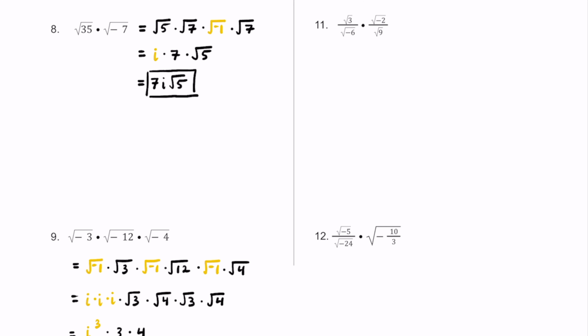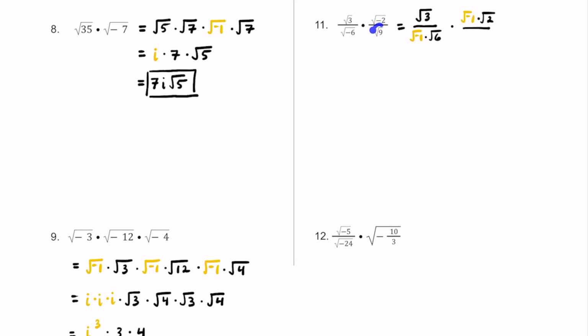Here's number 11. So for number 11, what I would do first is rewrite these radicals so we have positive values inside of them. So the square root of 3 is positive, we'll leave that alone. For the square root of -6, let's break that into the square root of -1 multiplied by the square root of a +6, right? And then for this square root of -2 on top, let's break that into the square root of -1 and then multiply that by the square root of a +2.